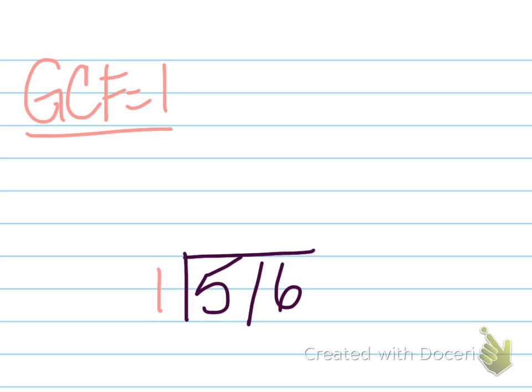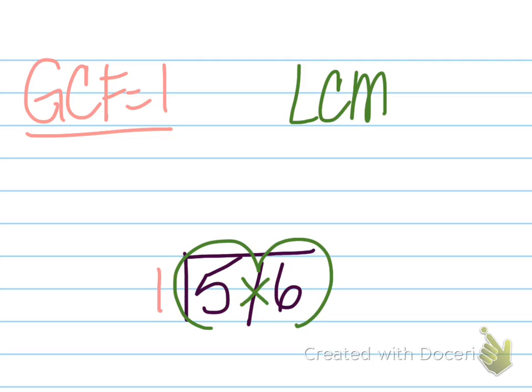That's okay when this happens. We just look at what we have left, and I'm going to multiply those for my least common multiple. 5 times 6 is 30.